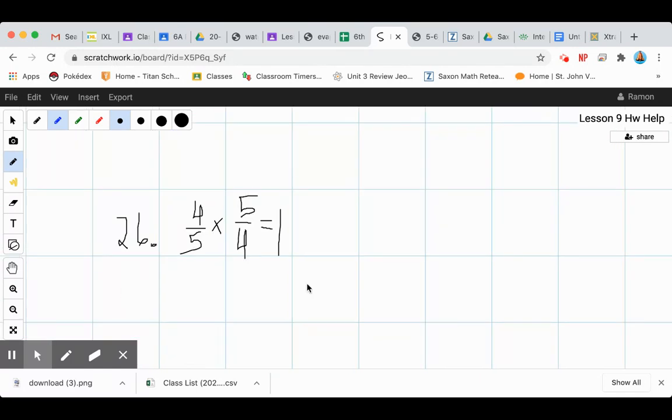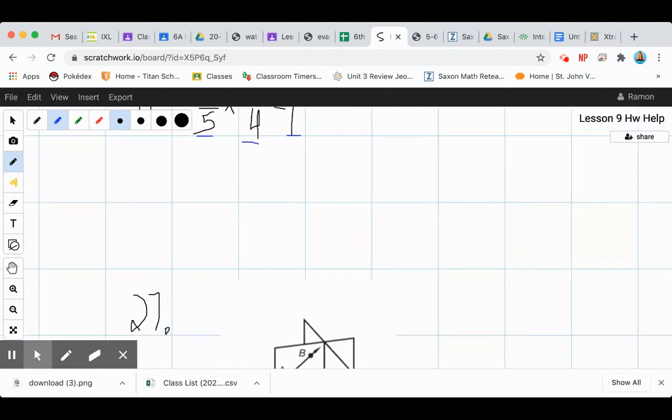For 26, what property are we being shown? We take a number and multiply by its reciprocal. The answer is 1. Any time that you multiply a number and its reciprocal, the inverse property is coming into play because the product will be 1.